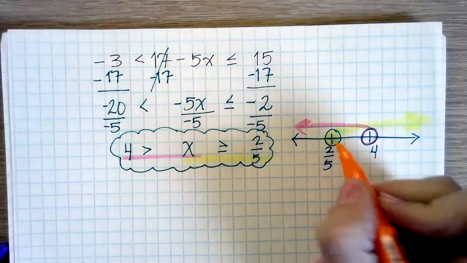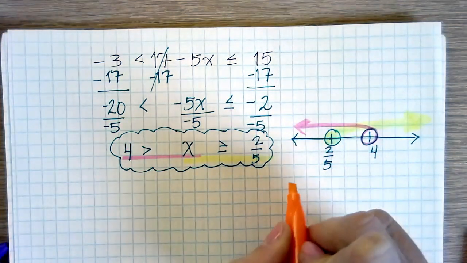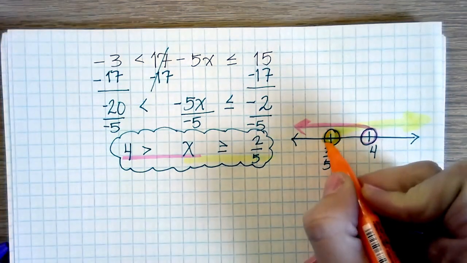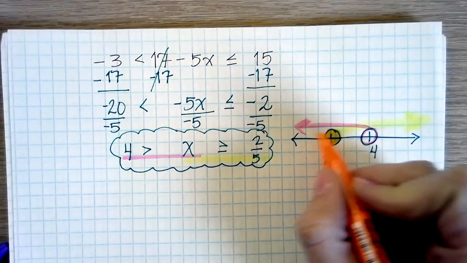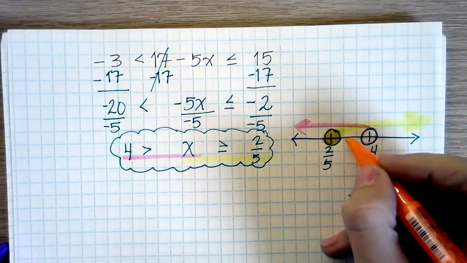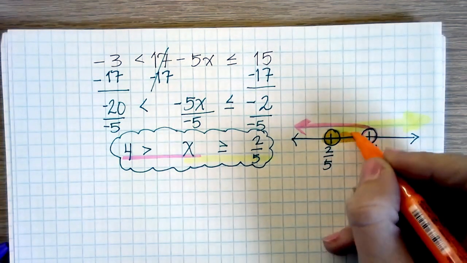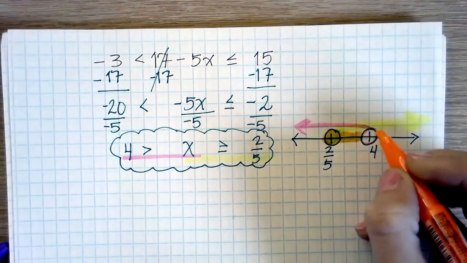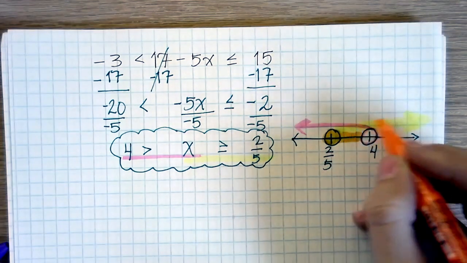Where do they coexist? Are they coexisting to the left of 2/5? At 2/5? Oh, yes, they do. Pink's right above it. I just did it above it, okay? Do they coexist between 2/5 and 4? Yes. Do they coexist at 4? No, only pink. Pink starts right next to it, only yellow is there.